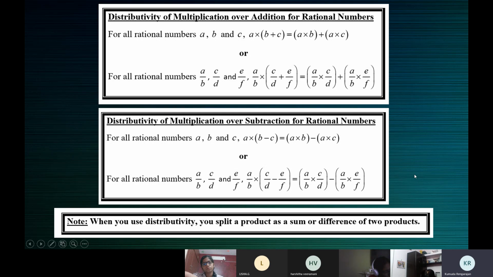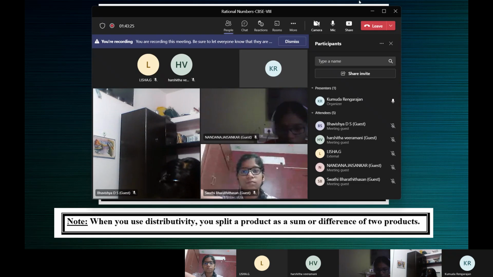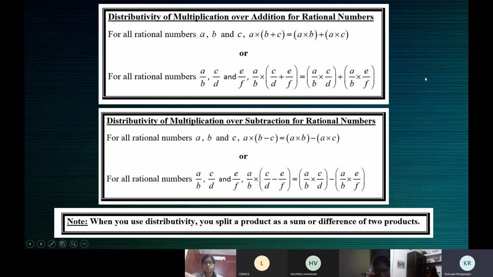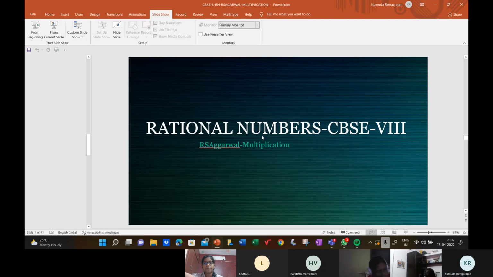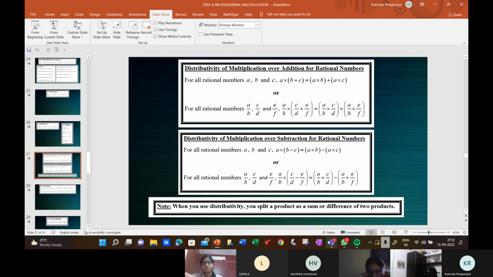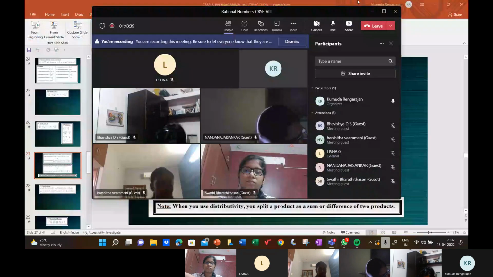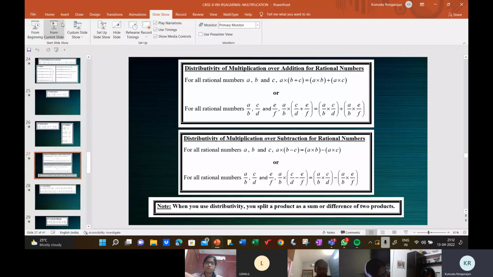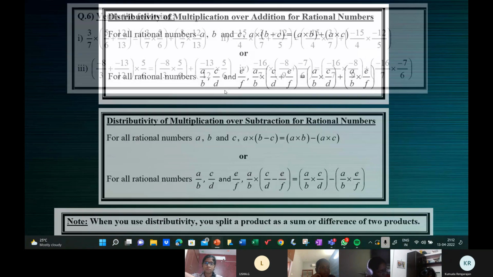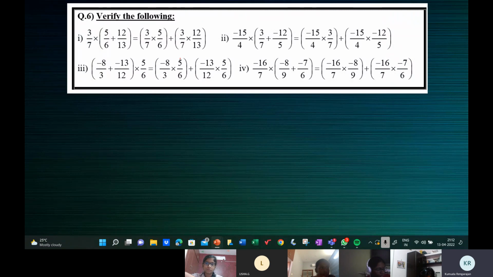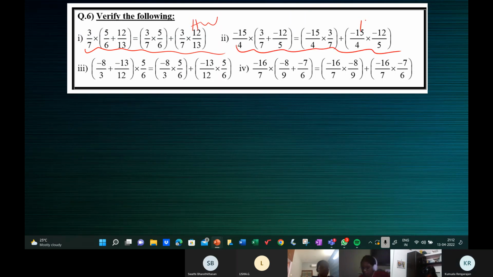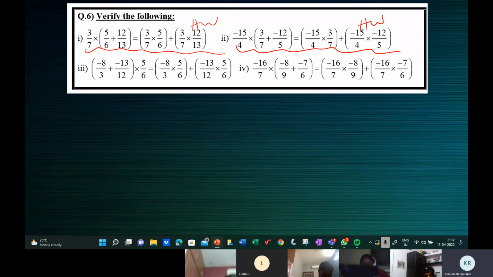Yes, children. For the rest of it, you have to take a screenshot because it's getting late for you also. All right, children. So that's it for today's session. Let me just show you one more thing. Just try this. Do verification. Do 1 and 2 as homework. Take a screenshot and try 1 and 2 as homework. We'll see the answers in the next class.